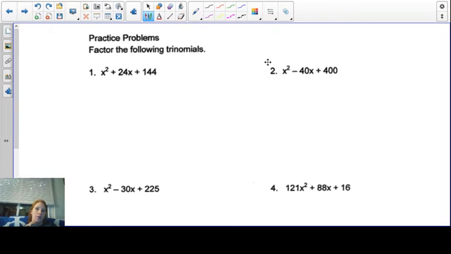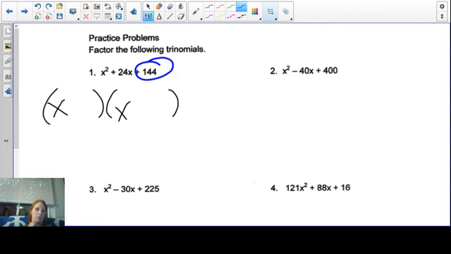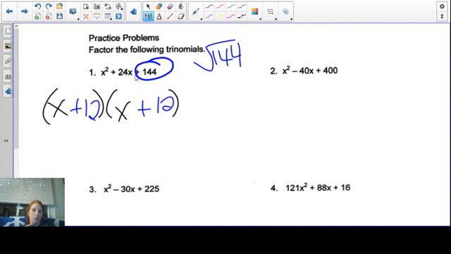So what we're going to do on these is start the same as normal. So we have x and x. Is this a perfect square? Can I take the square root of that? I can. That's 12. So it's going to be plus 12 and plus 12. The reason it's positive is because this is positive and this is positive. The only way to add to 24 is positive 12 and positive 12.